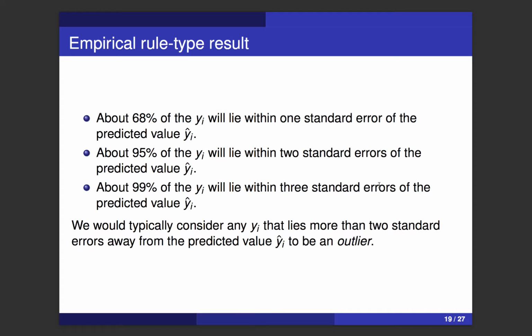Okay, so we have an empirical rule type result. Recall the empirical rule tells us a percentage of values that fall within certain standard deviations of the mean. Well, we also have the same type of result telling us the percentage of values that are within standard errors of the predicted values. So it's our 68, 95, 99 rule. And then we typically consider anything more than 2 standard errors away to be an outlier. So this will help you do a couple of the homework problems in chapter 53.